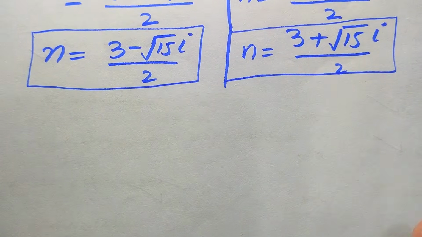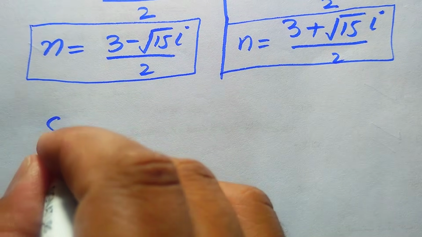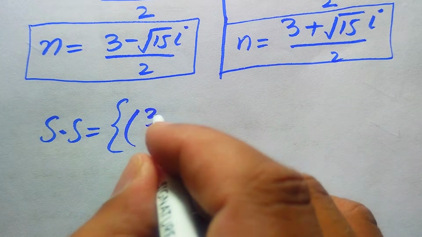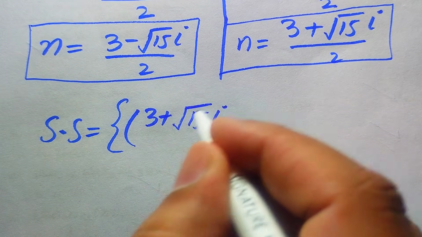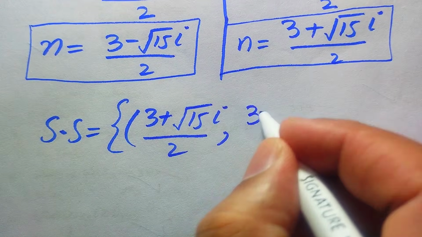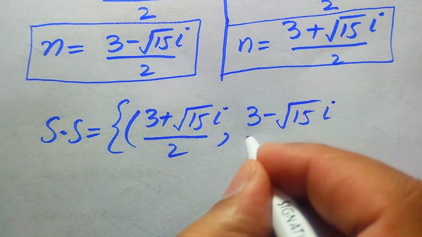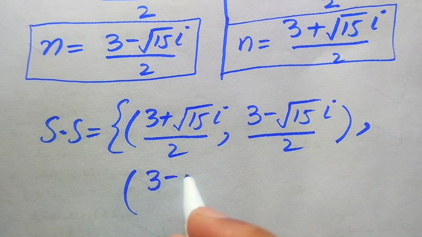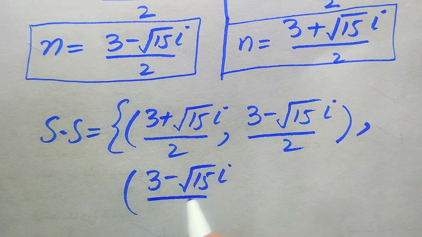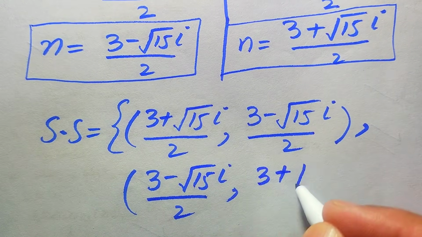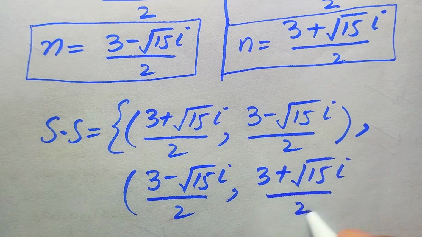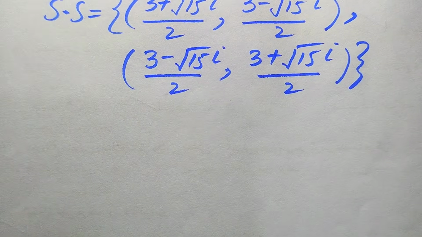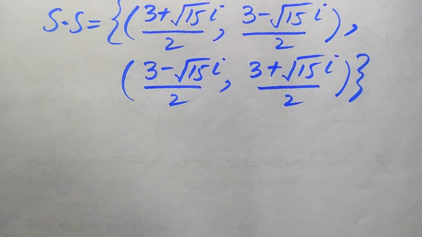So finally, there are two pairs of solutions or two pairs of roots of this equation. The first pair of roots is 3 plus square root of 15 iota divided by 2, and 3 minus square root of 15 iota divided by 2, and the second pair of roots is 3 minus square root of 15 iota divided by 2, and 3 plus square root of 15 iota divided by 2. These are the two pairs of roots, and now in the next step we need to verify whether both of these two roots are a solution or an extraneous root.